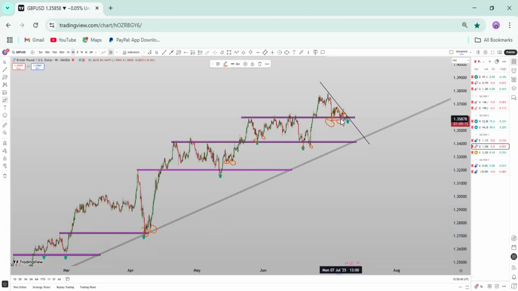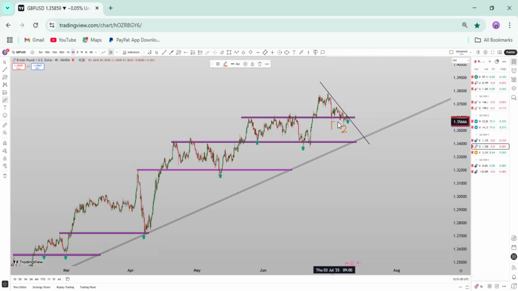But I think this was not the main one. I think now this is the main one around here. So now we have 1. Let me remove this thing. Let's remove all of them. So I think now we have 1 around here, and now we have 2 around here.